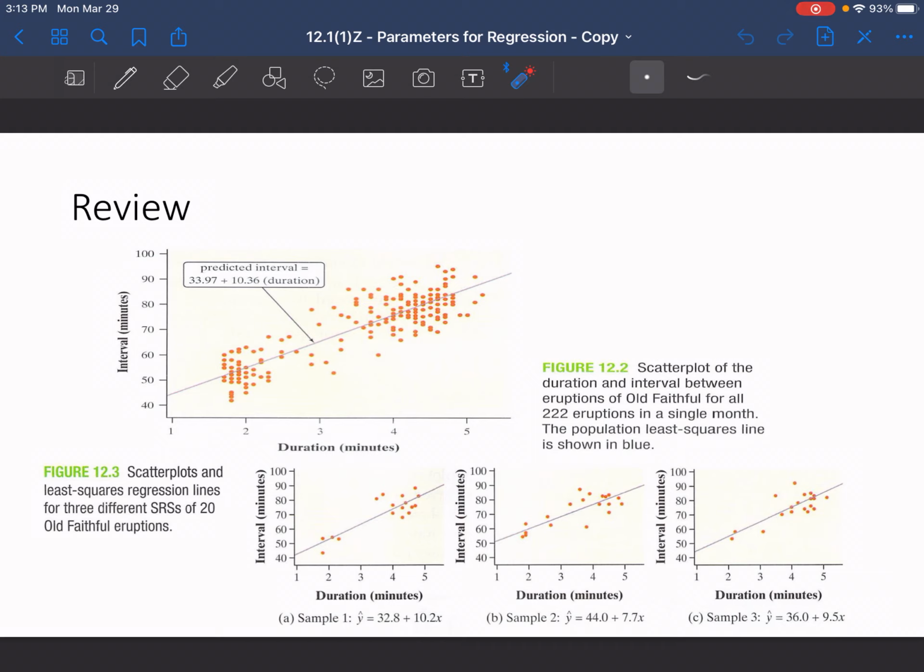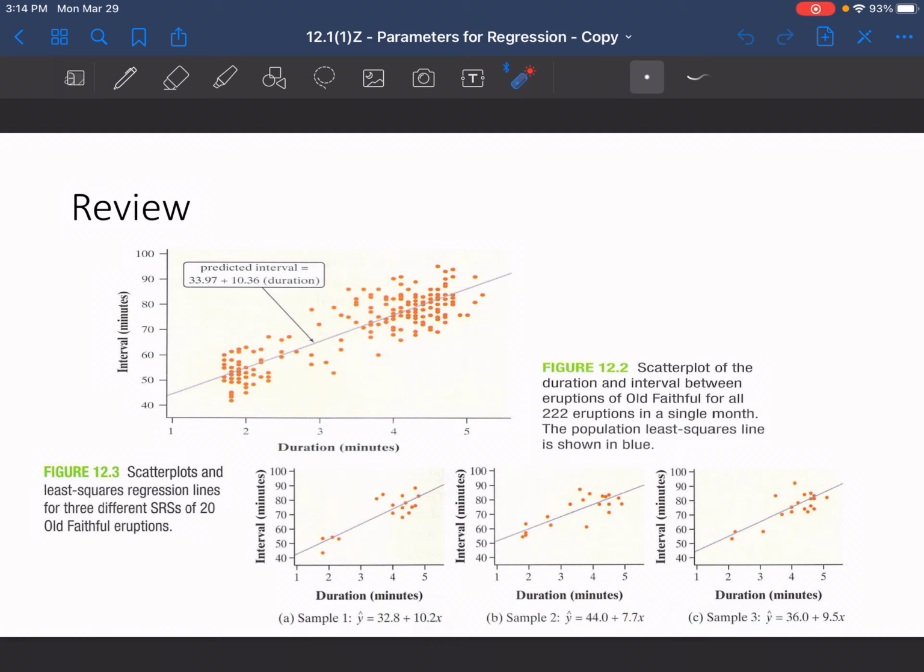Now, let's say that we wanted to go a little deeper than that. Let's say that we didn't want to take all 222 eruptions in a single month to figure out if there was some kind of correlation between those two variables. We just wanted to take a sample of about 20. Let's say that each one of these graphs represents simple random samples of 20 Old Faithful eruptions. We want to see if it comes close to what we got in our population of a whole month's worth of 222 eruptions.